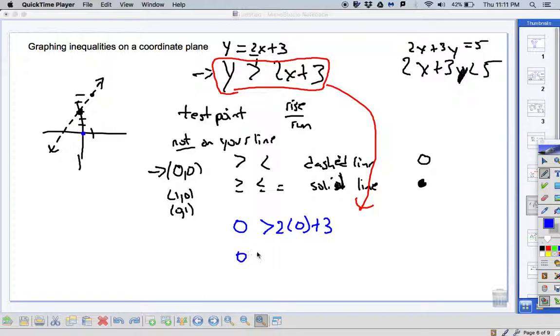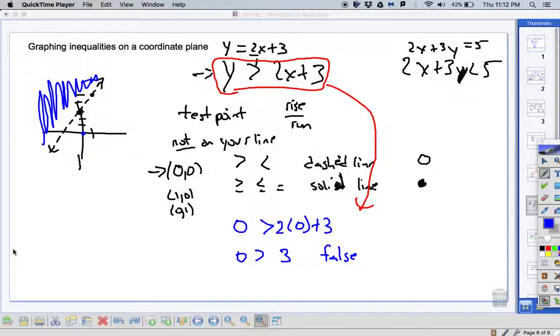So on the left we get 0, that's easy. On the right you get 2 times 0 is 0. 0 plus 3 is 3. And now I check, is 0 greater than 3? This is false. 0 is less than 3. It is not greater than 3. So our test point is false. So instead of shading the side with the test point, we're going to shade the other side. So everything over here is a solution. And that's how you graph an inequality.